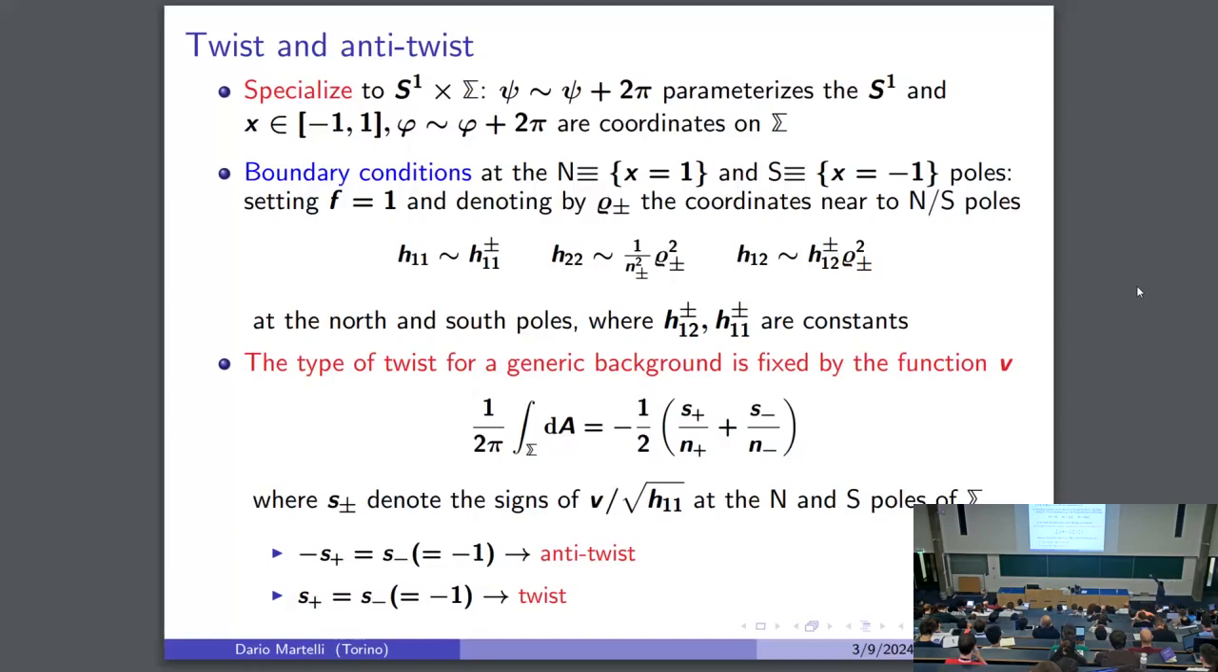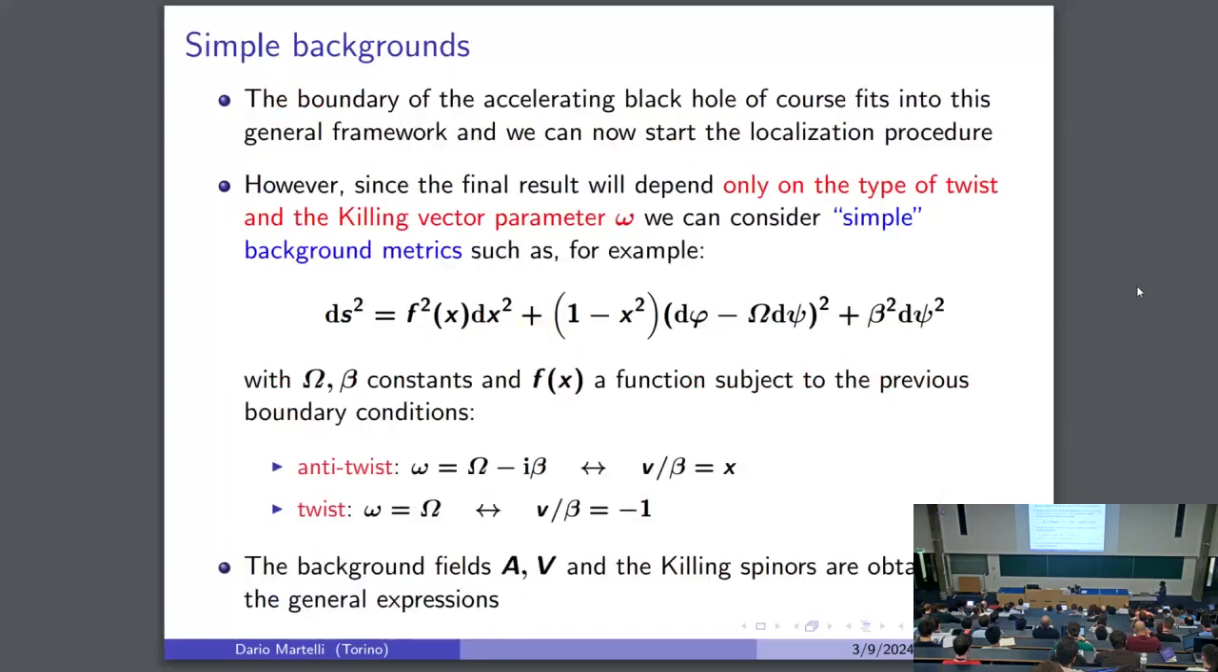So it is exactly of the two possible forms that are guaranteed by the general analysis, right? So depending on these signs, so this S plus and S minus are signs, one can realize either the twist or the anti-twist. So in a way, supersymmetry knows already that this is what you can get, and this is in fact exactly what we get. Now, the boundary of the accelerating black hole, which, as I said, is quite complicated, fits into this general framework. It's explicitly checked.